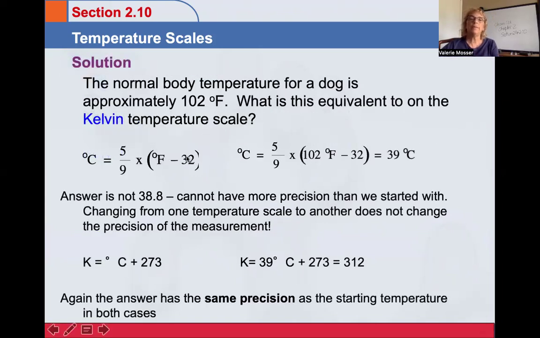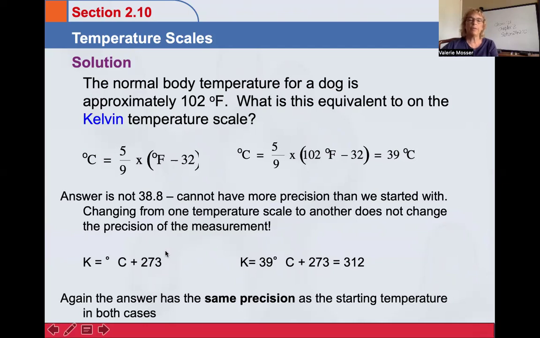So the Fahrenheit conversion, first we subtract the 32 and multiply by 5/9. So for Fahrenheit and Celsius conversions, we have to have the same precision before and after. So if this is precise to the ones place, our answer has to be precise to the ones place. There's no measured values in a Fahrenheit to Celsius conversion. So just because this has 3 sig figs in it, don't put your answer to 3 sig figs. You have to have the same precision before and after.